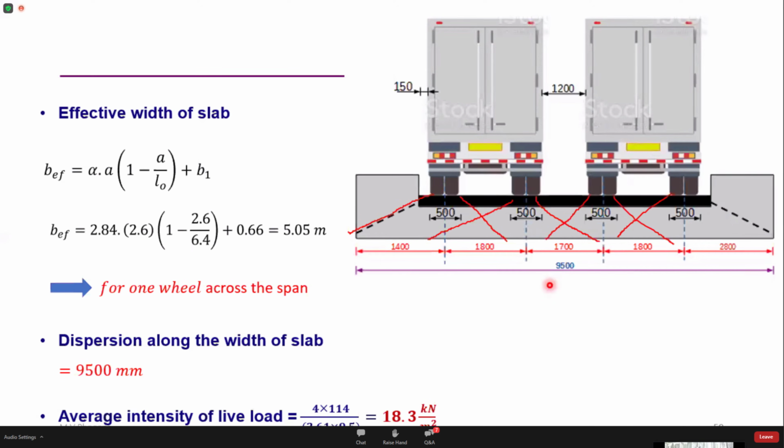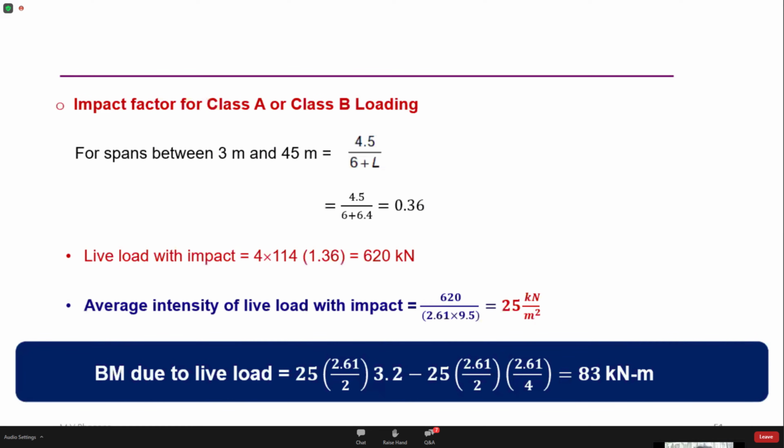So in that case, the values are limited to the width of the slab, 9.5 meters. So the total width of the slab which is effective in resisting the applied load is 9.5 meters. Using these dimensions, I can again calculate the average intensity of live load. This works out to 18.3 kilonewton per meter square.